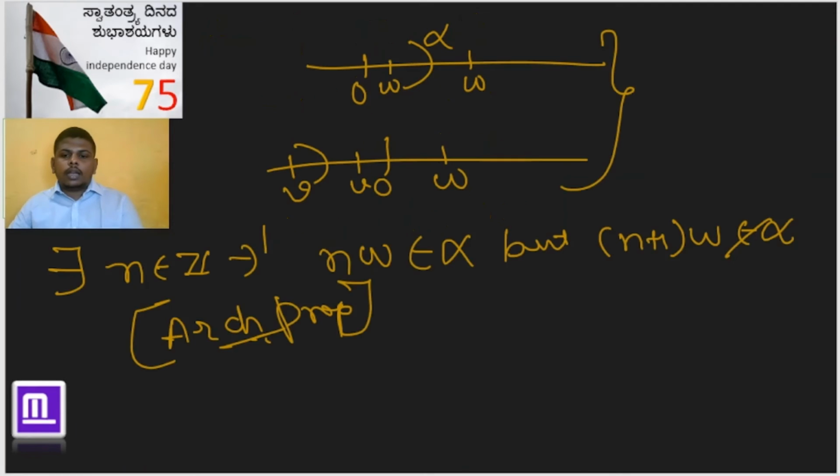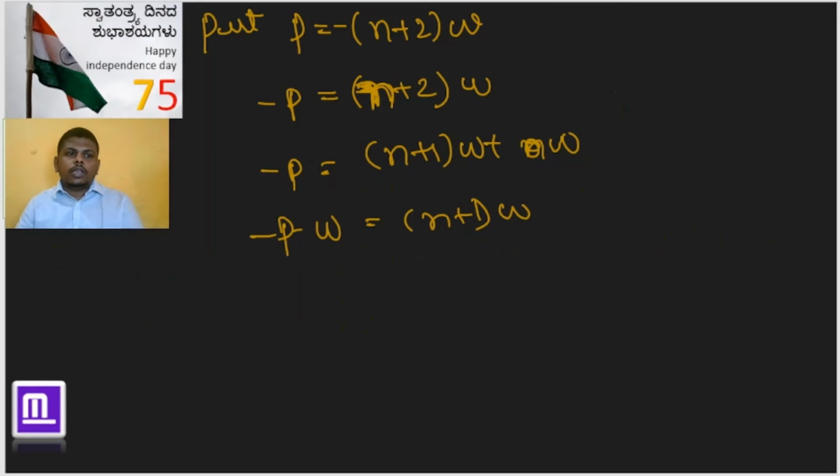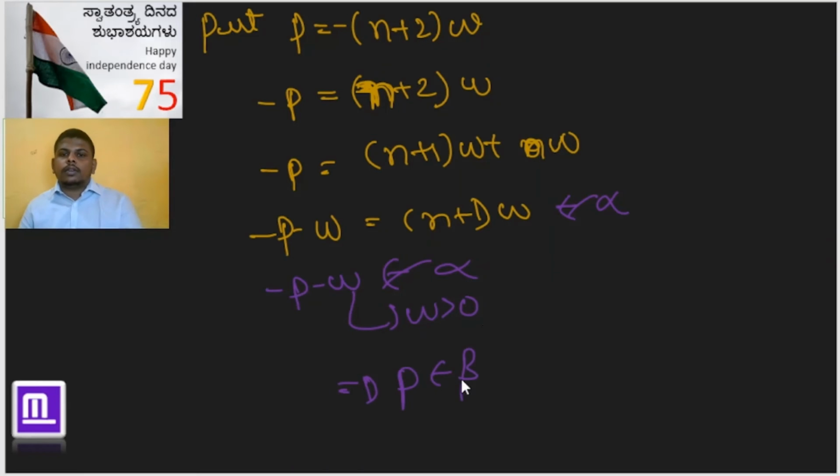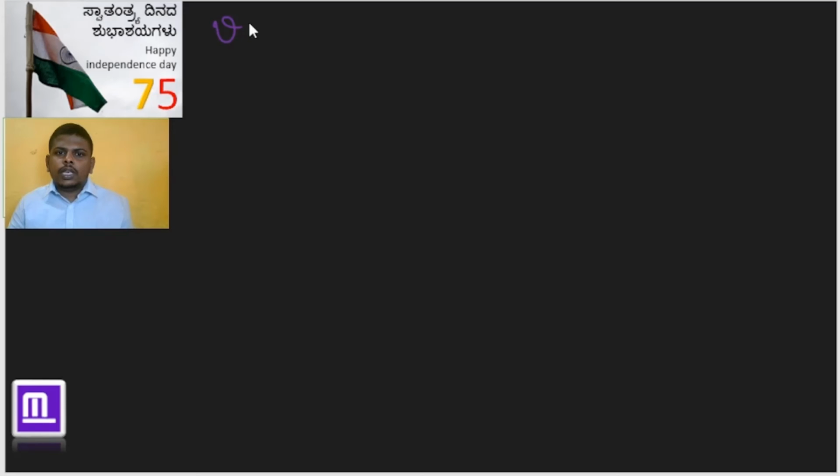We already showed that for our present situation, (n plus 1) into w does not belong to the alpha. So what it says here, we have minus p minus w, which does not belong to alpha, and w is a positive number, which says that p belongs to beta. We have v is equal to minus 2w, so w is equal to minus v by 2. This is how we put the w, right?